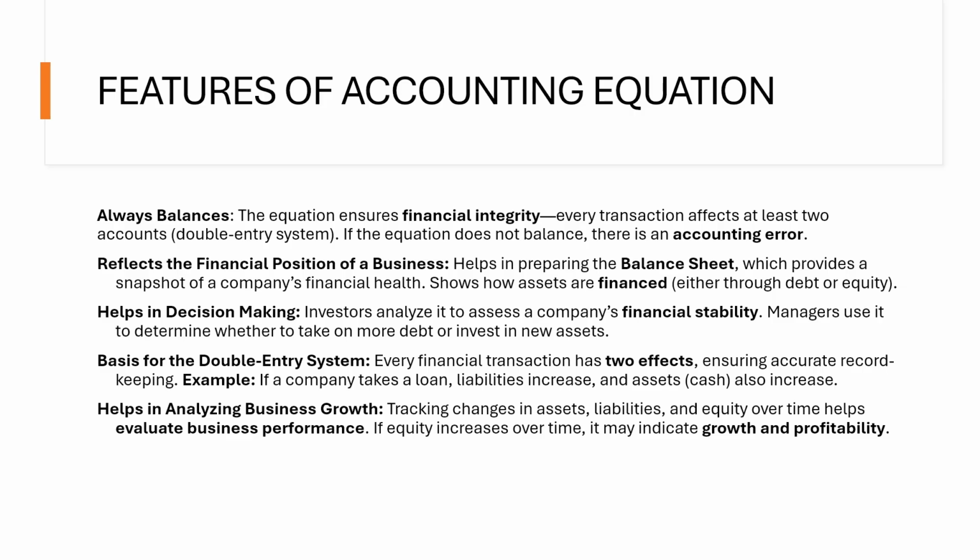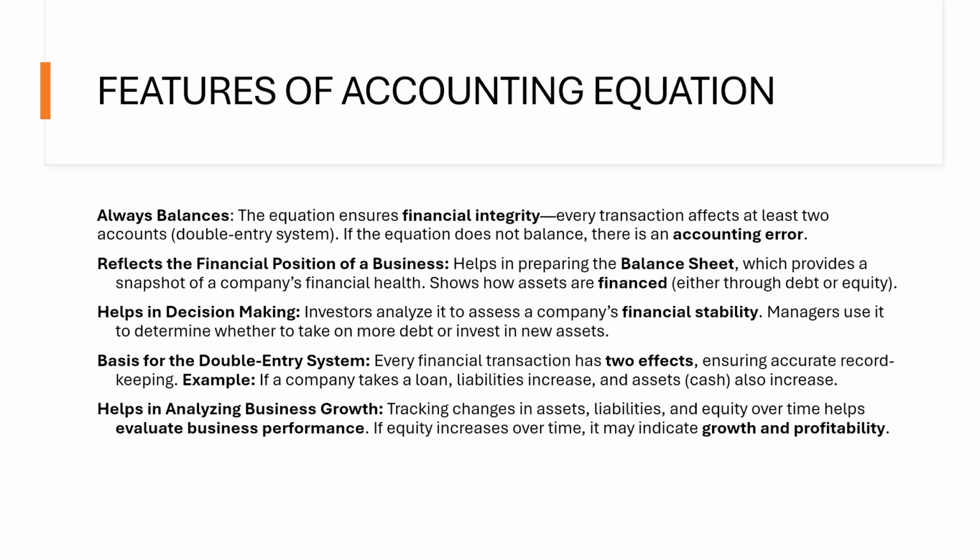Features of the accounting equation. The accounting equation is essential for financial reporting and business decision making. It ensures transactions are accurately recorded and provides insights into a company's financial position. The key feature of the accounting equation is that it always balances. The equation ensures financial integrity. Every transaction affects at least 2 accounts using the double entry principle. If the equation does not balance, there is an accounting error. It reflects the financial position of a business.